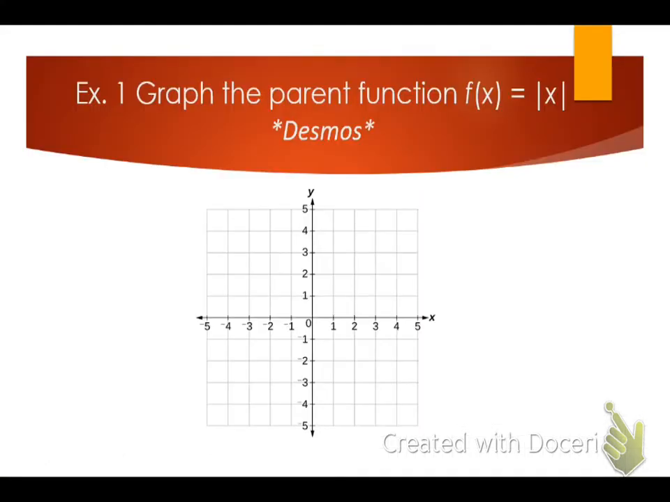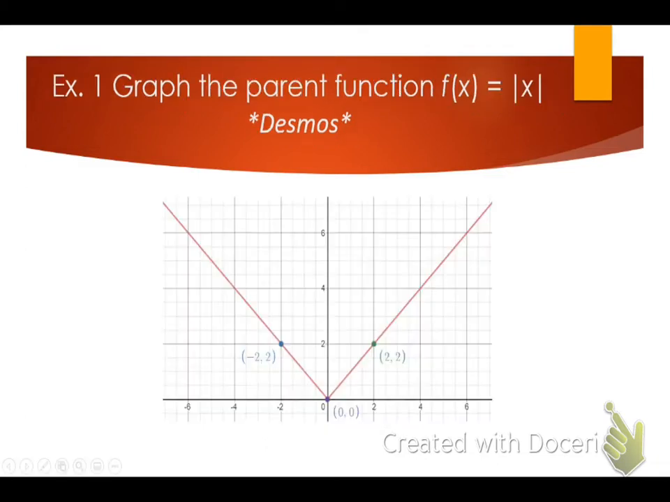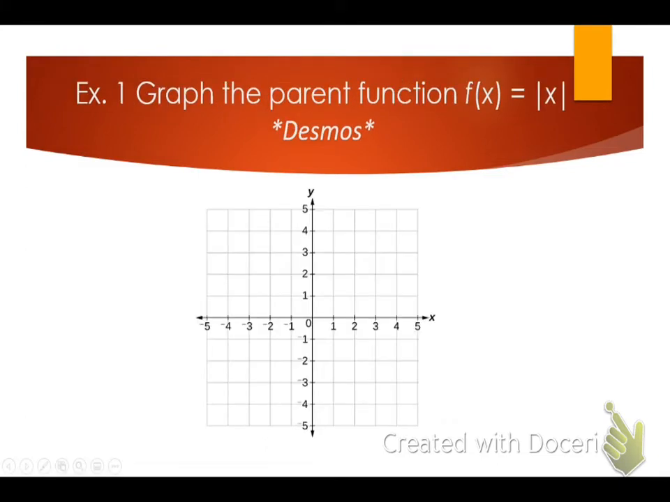We're going to take (-1, 1), and we're going to plot a point. We're going to take (1, 1), we're going to plot a point, and I'm going to plot (0, 0). Now, I know it's V-shaped, so I'm going to make sure that the line stops at the vertex, but it goes through the other point because I have to put arrows on the end.